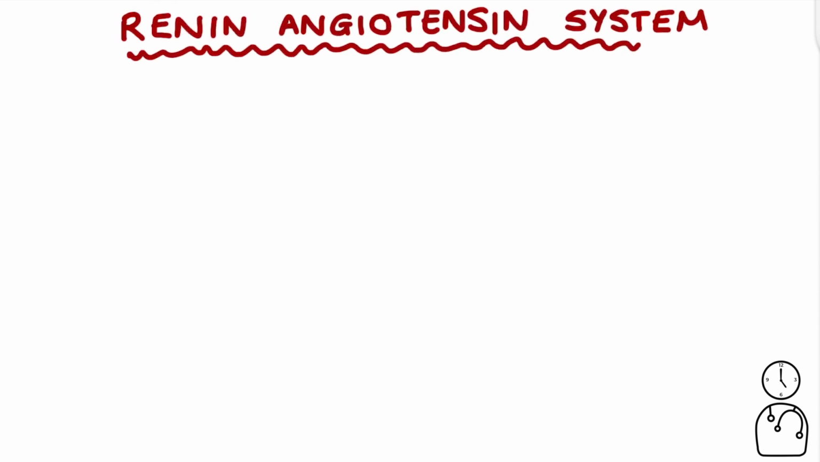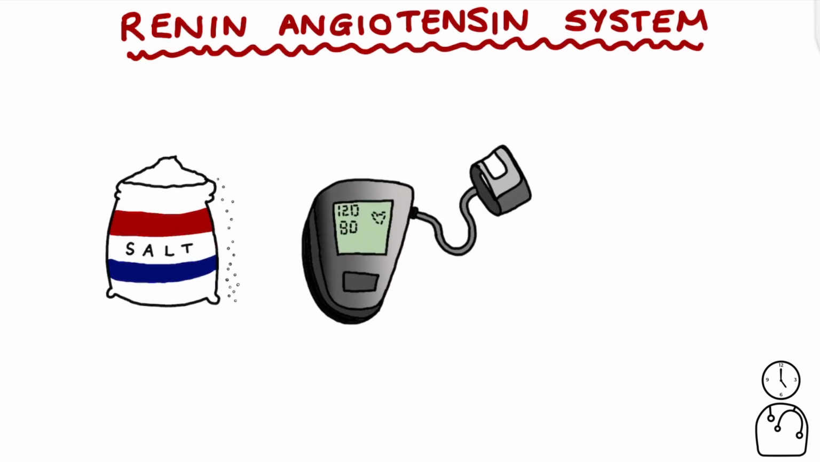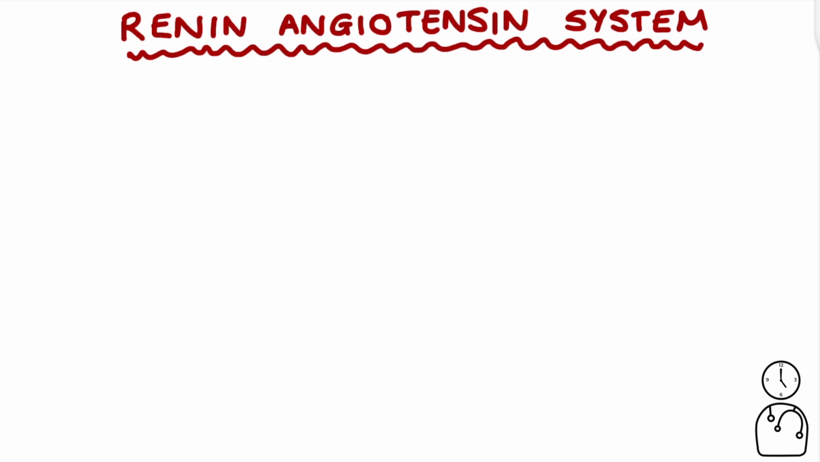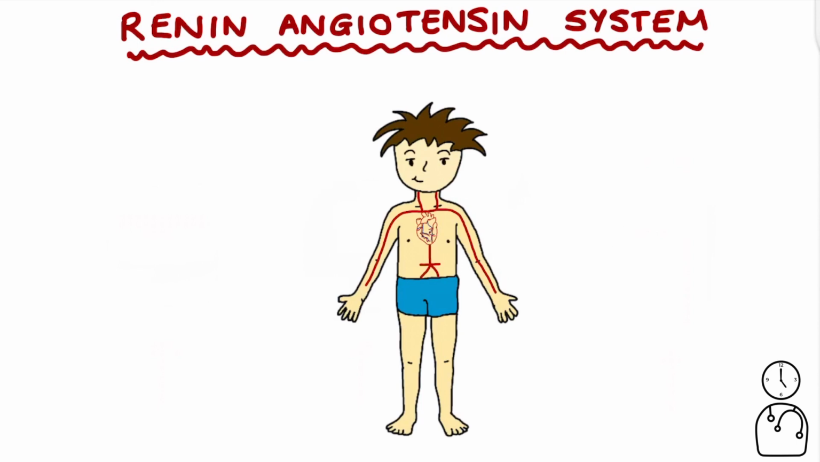The renin angiotensin system is an important homeostatic mechanism involved in regulating blood salt levels, blood pressure, and blood volume. Principally, it acts to increase these three things. The heart, as you know, pumps blood to the entire body.